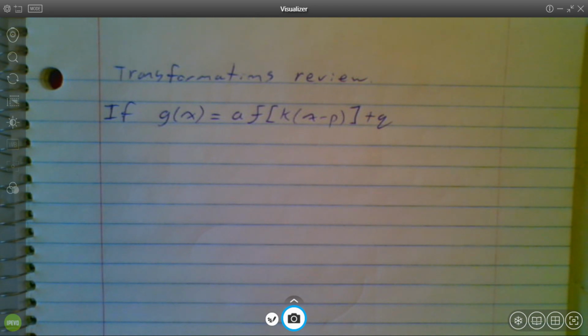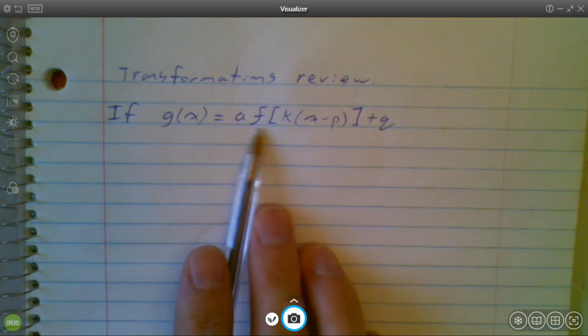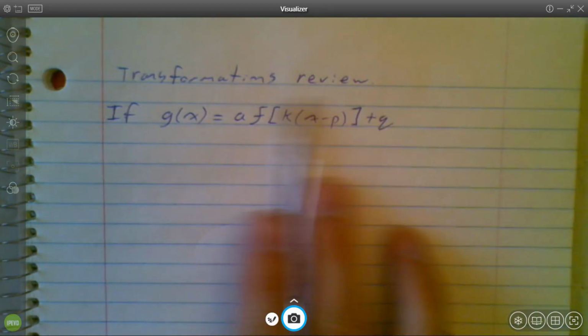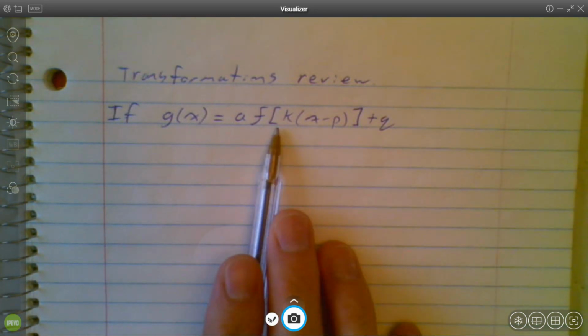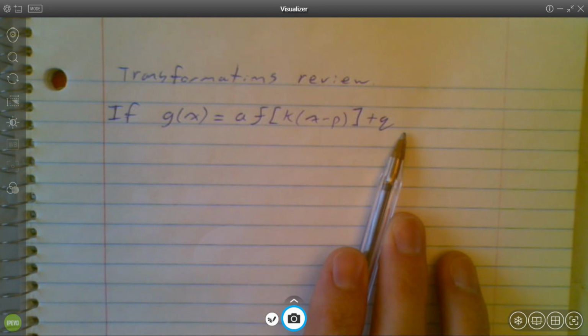All right, let's try reviewing transformations. Let's imagine we have a function g of x that is a transformation of f of x. We should be able to write it in this order and write it in a factored form and read from left to right the transformations that are taking place.